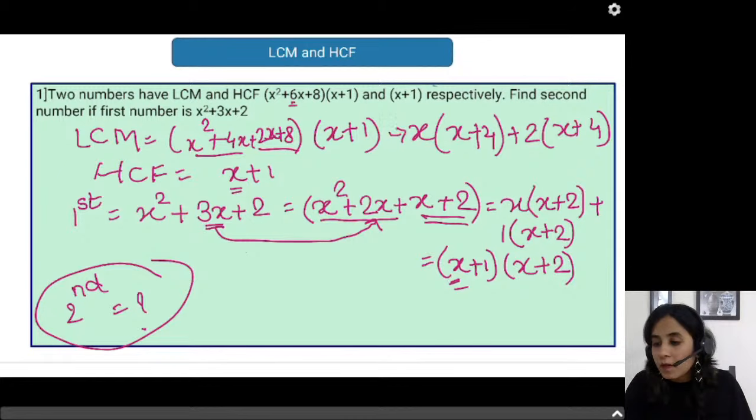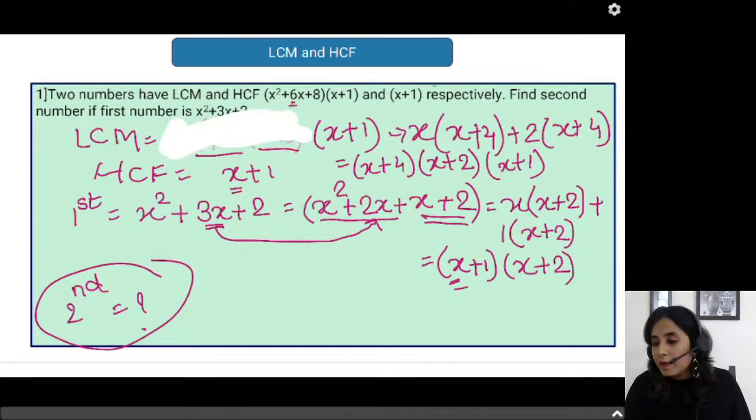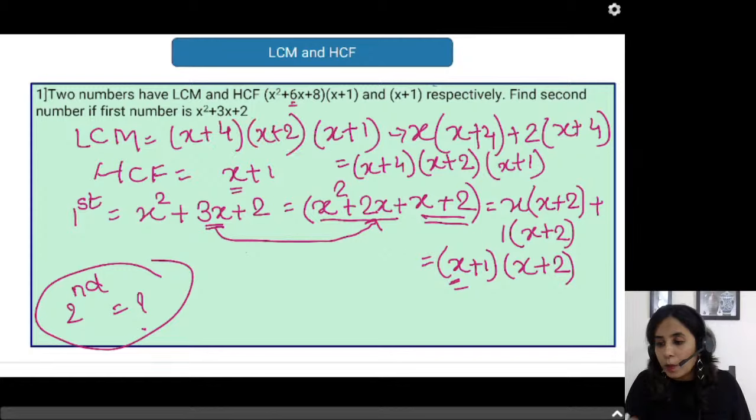So here we have the LCM as x plus 4 into x plus 2 into x plus 1. So guys, my LCM is this particular equation, x plus 4 and x plus 2. Okay. So how do I find out what is my second number when I am given the first number?